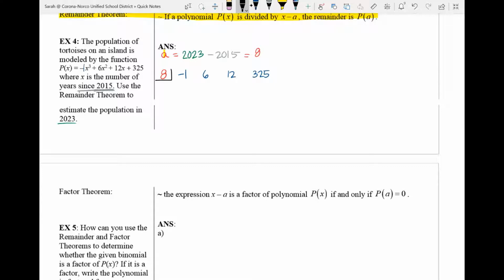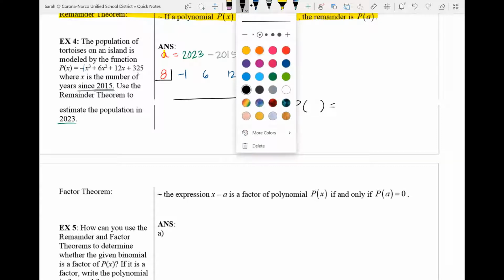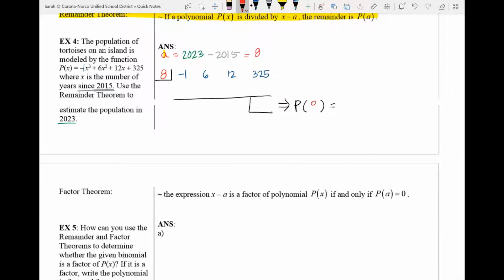And we're going to skip a line so that we can draw numbers underneath there and then include a box for our remainder. Remember that our remainder is actually going to give us what P of 8 equals. So the remainder theorem helps us figure out what P of 8 is, which will tell us the population of the tortoises in the year 2023. So we're going to bring down the leading coefficient of -1, and then every number that we write underneath, we're going to multiply by the number in the box.